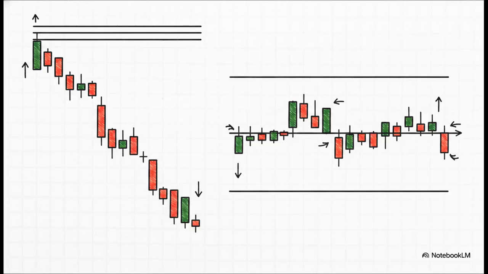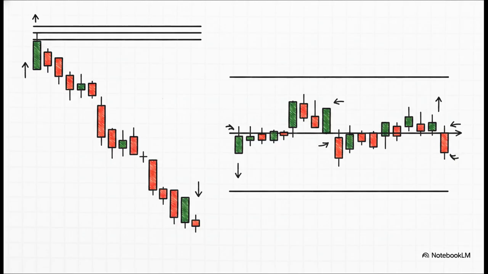Let's bring this theory to life with some real market data. Look at this case study on Infosys from our sources. On March 19, 2026, the CPR was extremely narrow, and sure enough, what happened? The market opened with a gap down and heavily trended lower all day long.